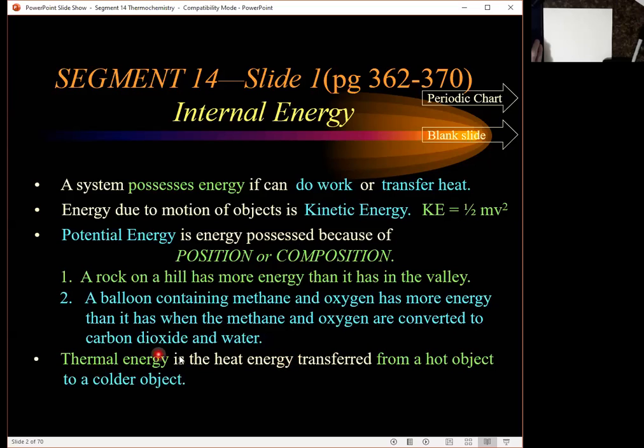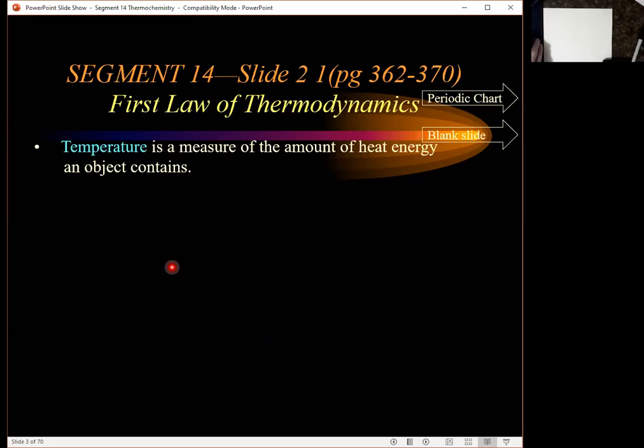Now, thermal energy is energy transferred from a hot object to a colder object. That's the way it always flows. You never see heat go from a cold object by itself into one that's warmer. It always goes the other way. Now, let's look at temperature and see what it really is. It's a measure of the amount of energy that is possessed by the components that make it up.